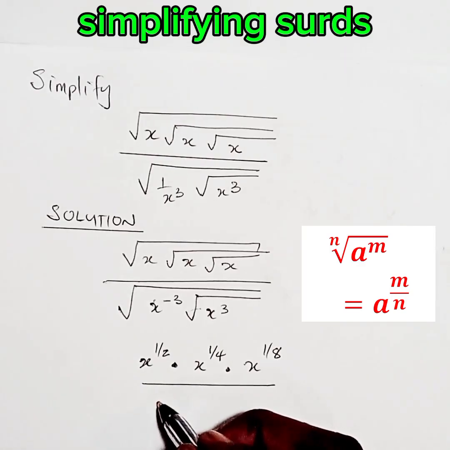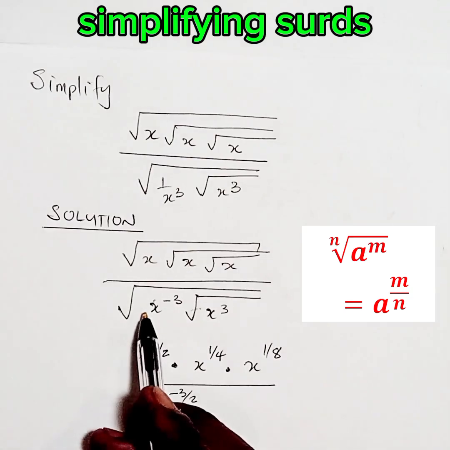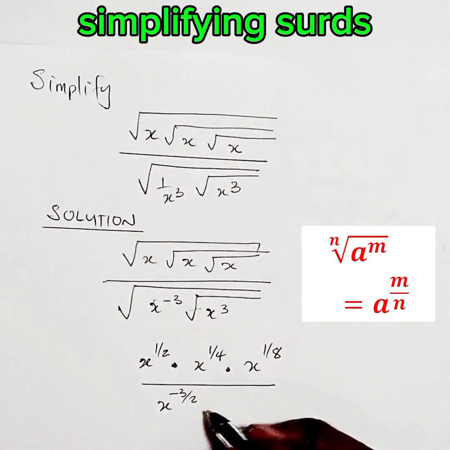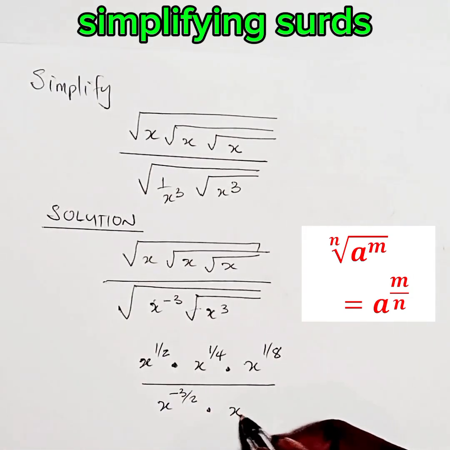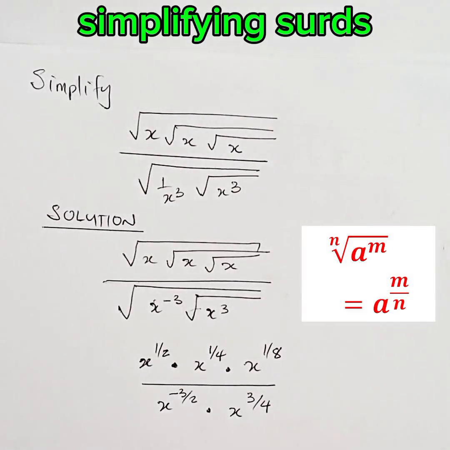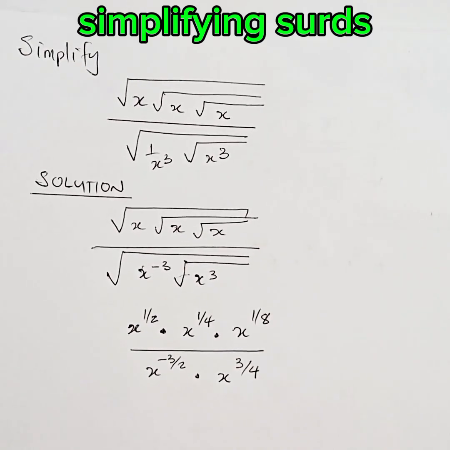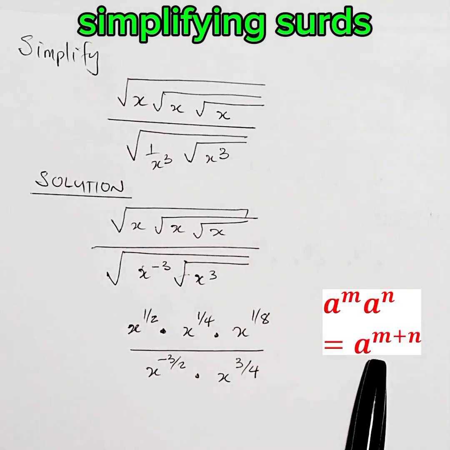I'm going to have x to the power minus 3 over 2 for this first one. For the second one, I will have x to the power 3 over 4. Now, these terms are multiplying each other. They've got the same base. So I'm going to add the exponents. So I'll be using this law right here.